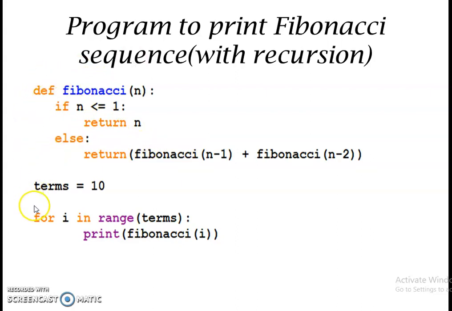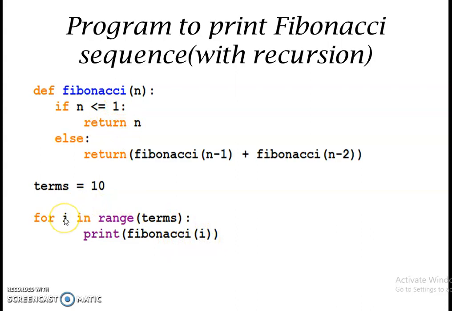Outside this function we have one variable named terms. Its value is 10, and we are using for loop in range terms, and we are printing Fibonacci I. For 0 to 9, it will invoke Fibonacci. So for Fibonacci 0, it will go to this base condition, value of n is less than equals to 1, it will return 0. Next value of I will be 1, it will invoke Fibonacci 1. Again this base condition is true, it will return 1. So 1 will be printed.